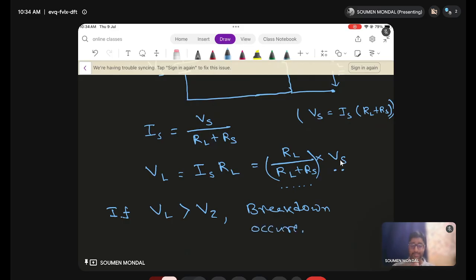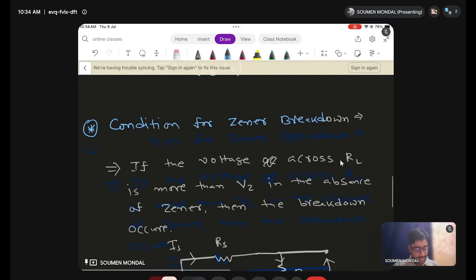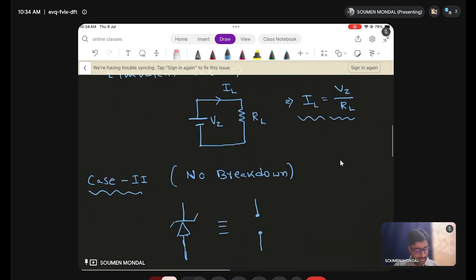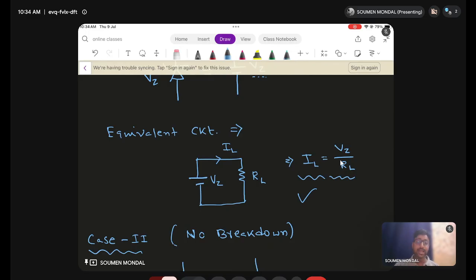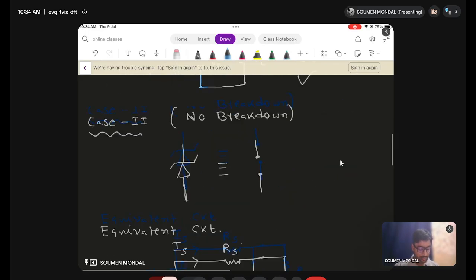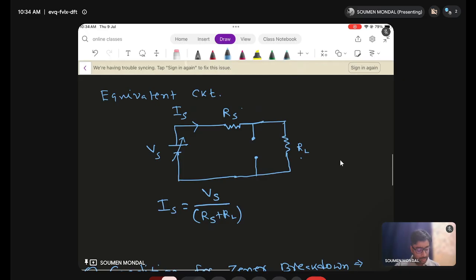In some problems, our first goal will be to check whether Zener breakdown is occurring or not. If the breakdown is occurring, then immediately we move to the case 1 formula, and we can very easily calculate IL. If Zener breakdown is not occurring, then we move to the case 2 formula to calculate the current through the entire circuit, or the current through both the load as well as Rs.